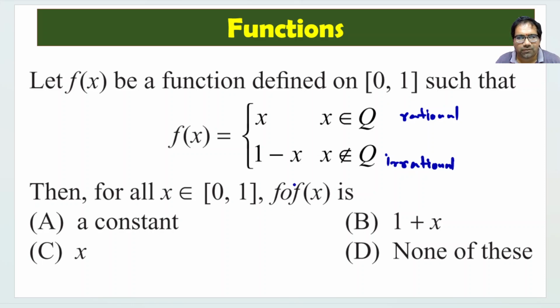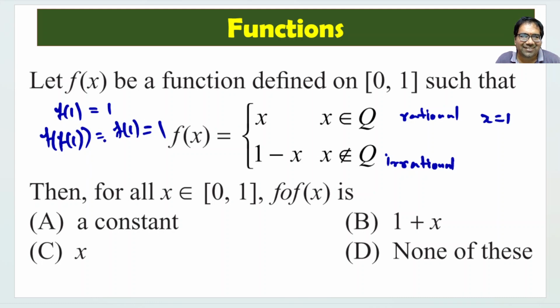Now, what is f of f of x? So, here we are given two definitions, right? When x is rational and when x is irrational. Let's take both the examples and see what happens to f of f of x. Let's say when x equal to 1. When x equal to 1, what is f of 1? f of 1 is obviously, when 1 is rational, so it should be 1. And again, 1 is rational, f of 1 is equal to 1, so this is 1. Basically, f of f of 1 is 1.